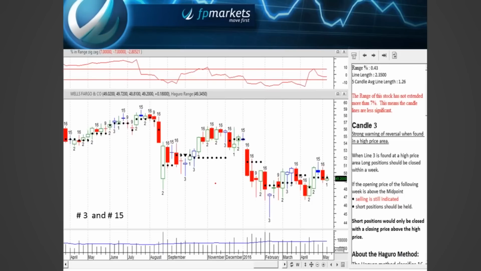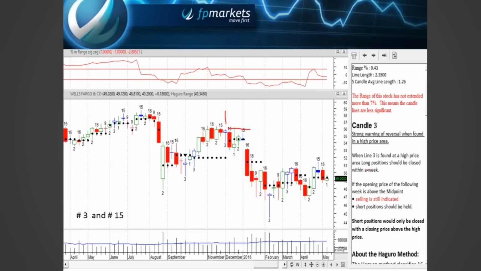Here's another example. We'll take a look at number 3 and number 15. Number 3 is one that I watch for constantly. It's a strong warning of reversal when found in a high price area. Is that true or not? Well, we go through and find there's a number 3 in a high price area. This is Wells Fargo, and it essentially bought the market down. You'll notice that there was no close above the high of that week going forward.